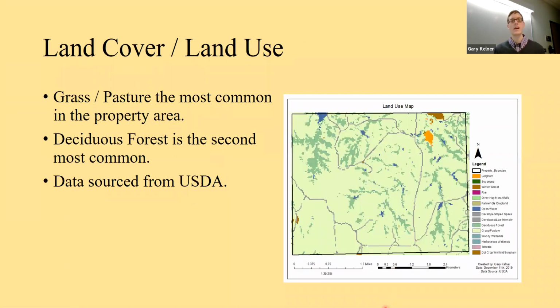The land cover / land use was sourced from the US Department of Agriculture. Within this study area, the land use classification of grass pasture is the most commonly seen in this property area. The land use classification of deciduous forest, which is the dark green areas within this property, is the second most commonly seen.